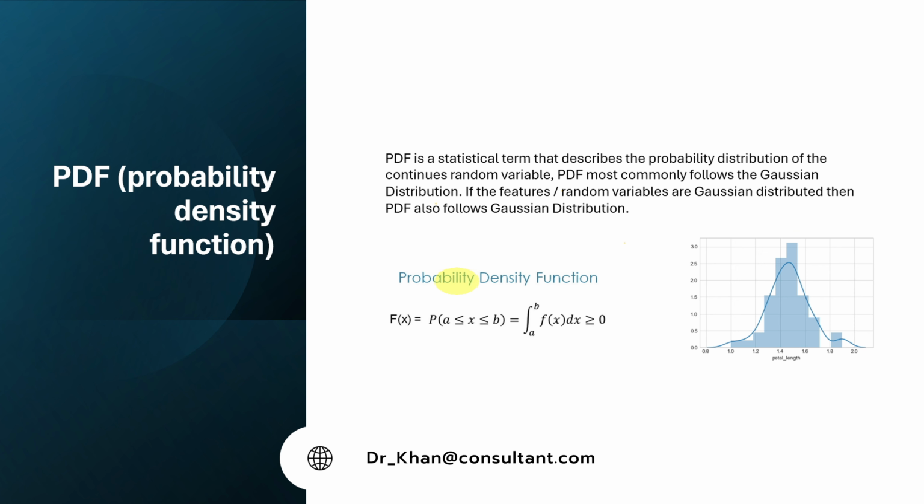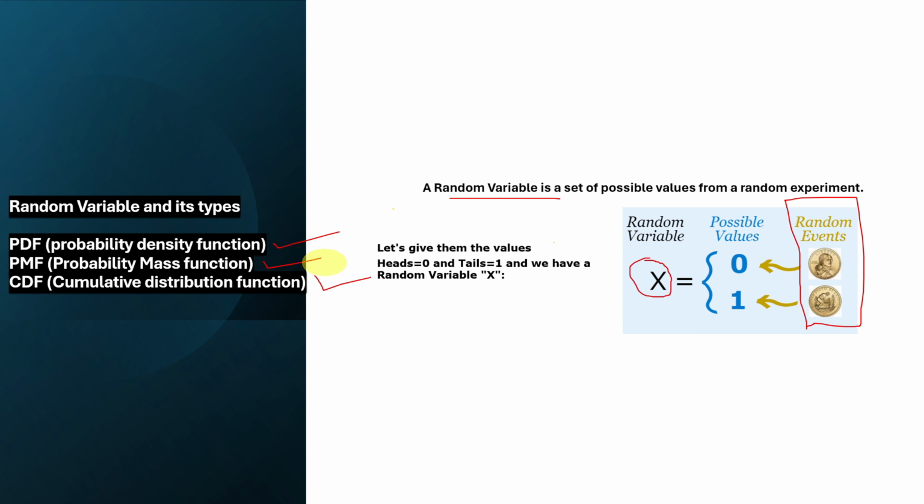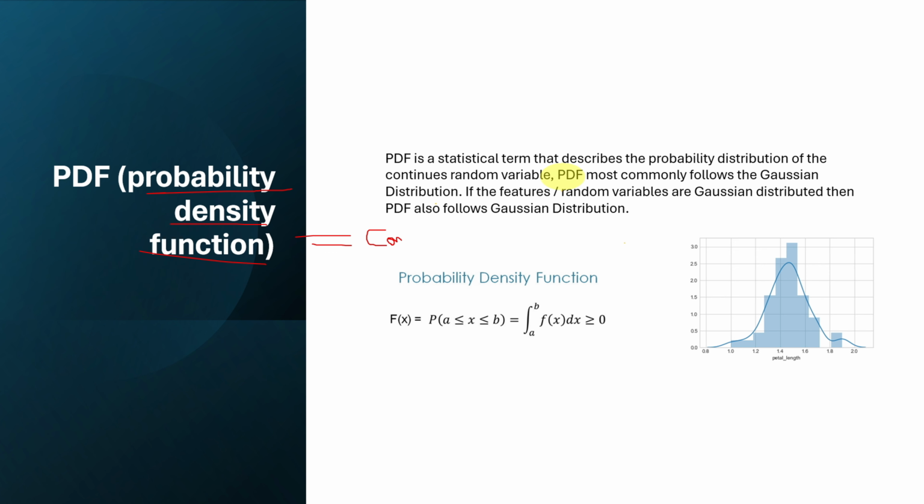Okay, now let's start with the probability density function. What is probability density function? A probability density function is a statistical term that describes the probability distribution of the continuous random variable. This is for continuous. And we will do the other bit, which is probability mass function, which is for discrete. A probability density function most commonly follows the Gaussian distribution, which we have already discussed.